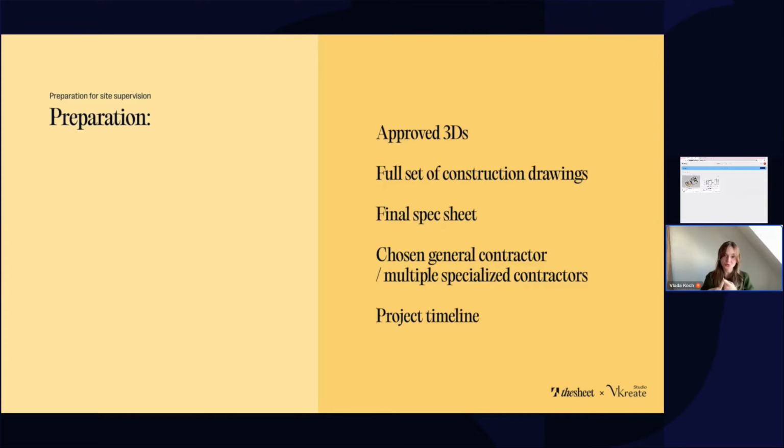So you have to have approved 3Ds, which you would have after the design phase, after phase number 1. You have to have an approved full set of construction drawings, and the final spec sheet, which would have materials such as tiles, parquet, and so on. Also the spec sheet related to the furniture. A lot of furniture items have to be already chosen by the client. Let's say the bed, the sofa, maybe some art pieces. It's so important to have great preparation steps before going on site.